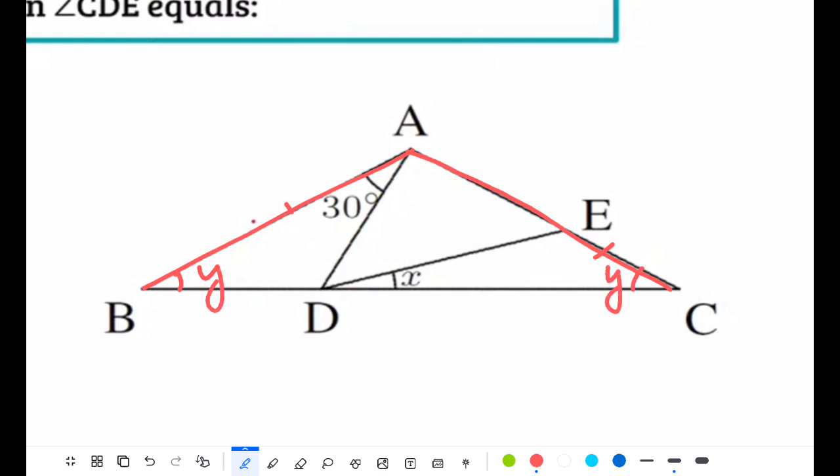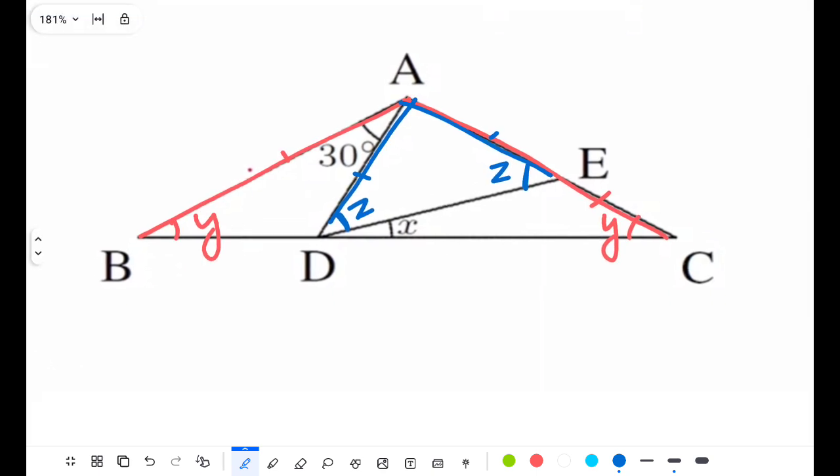Okay. I also know that this side is equal to this side, so this angle must be equal to this angle, and if I consider this angle to be z, this angle will also be z. Okay. Now I can get a few equations from this figure.